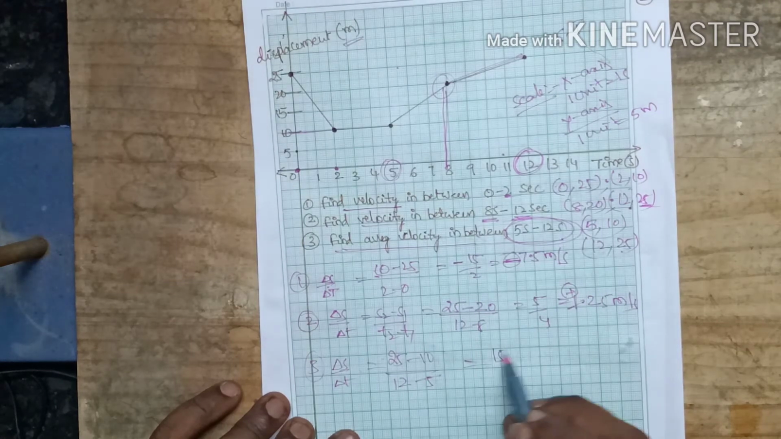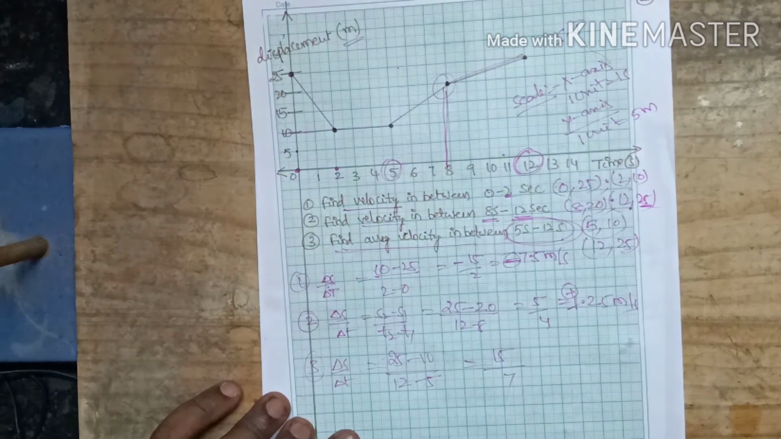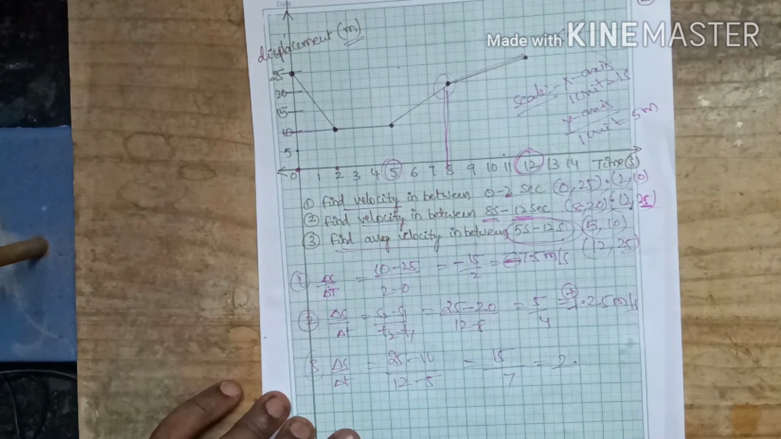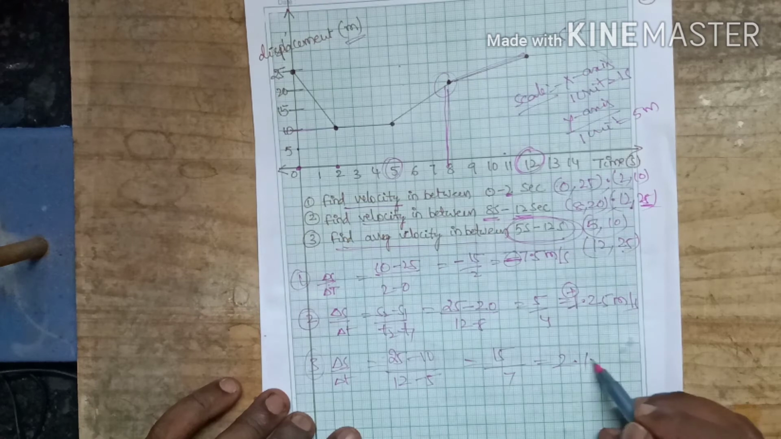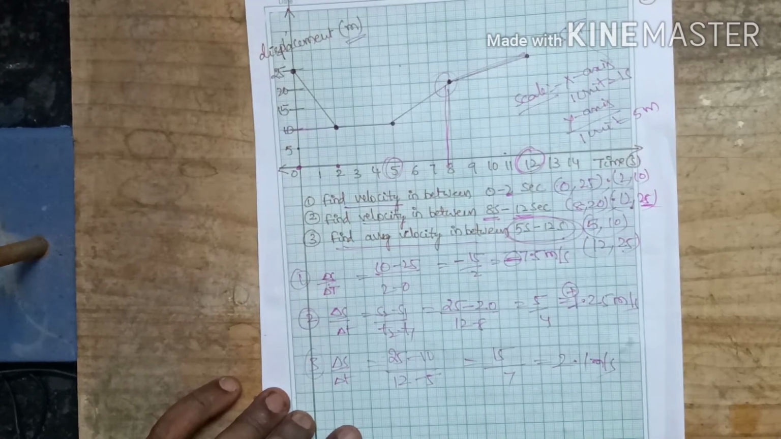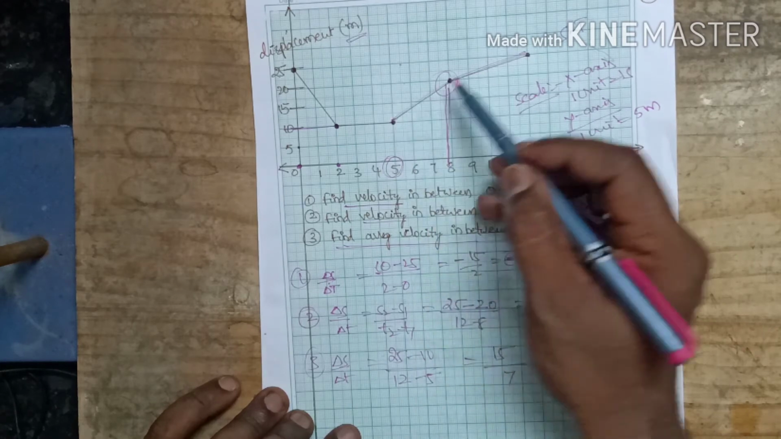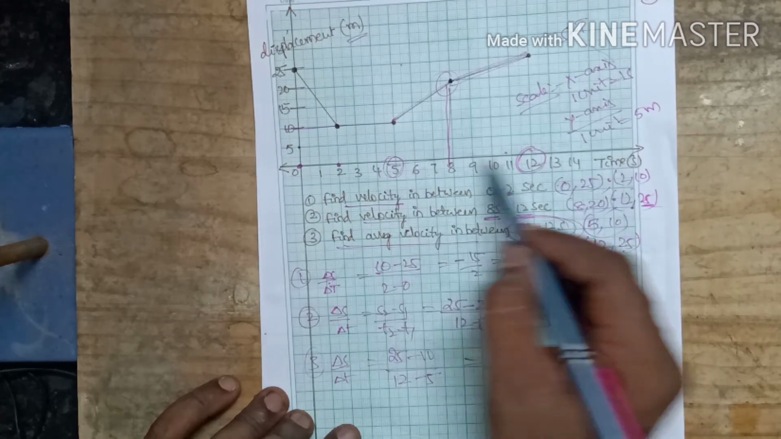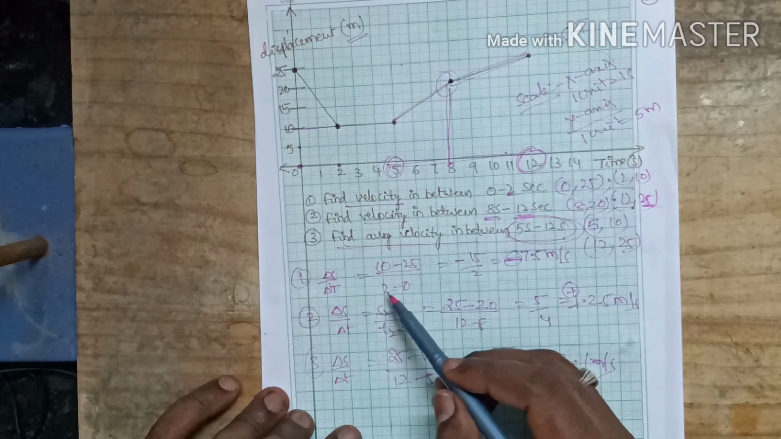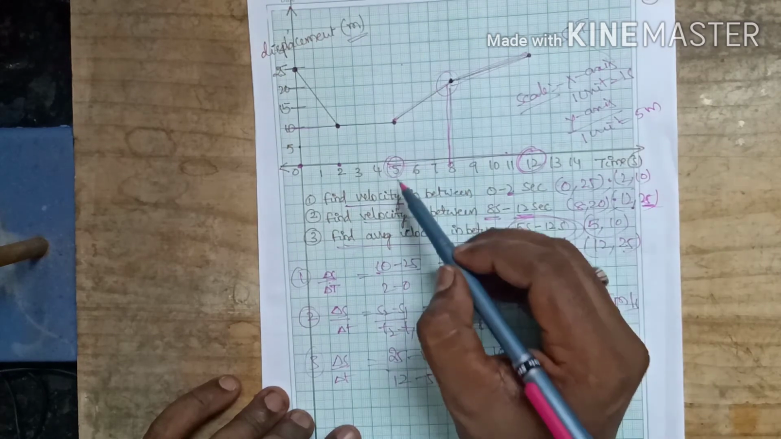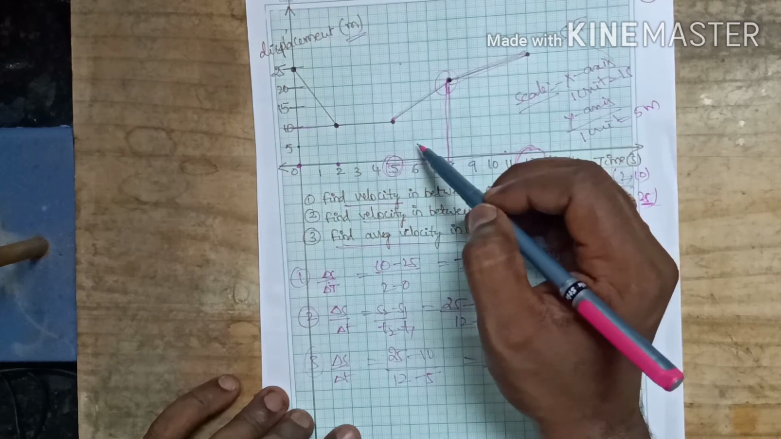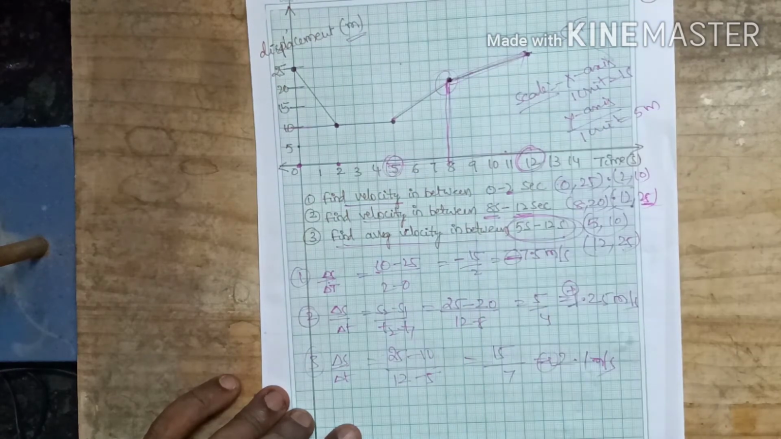25 minus 10, that is 15. 12 minus 5, that is 7. So it is approximately 2 meter per second. This is positive. Why? Because from here onwards velocity is gradually increasing, but this is the average velocity between the 5th second and the 12th second. Up to 8 seconds the speed is slow and from here onwards the speed is more. This means the average velocity may change.